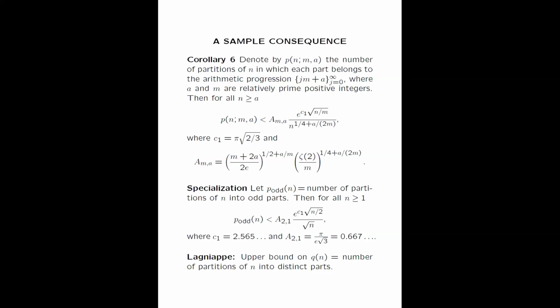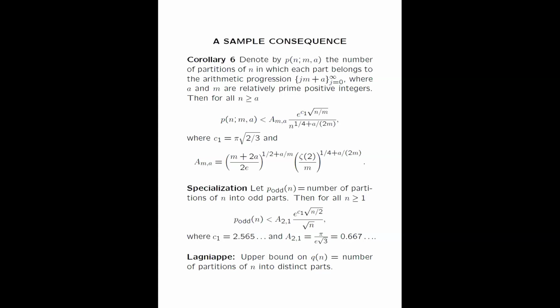Okay, and if you do a specialization, look at P sub odd, the number of partitions of n into odd parts, then for all n greater than or equal to 1, you get that P sub odd of n is less than this constant, which is a touch larger than 2/3, times e to the power C sub 1 square root of n over 2, divided by the square root of n. If you look at the denominator, it's compared to the asymptotic. The asymptotic is n to the 3/4. So it's pretty good considering the methods that I used.